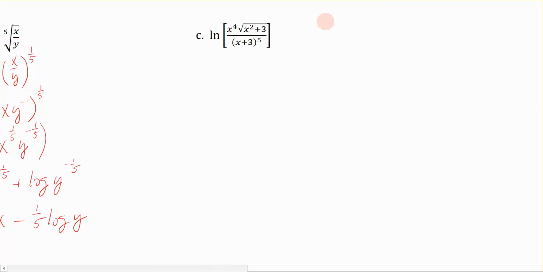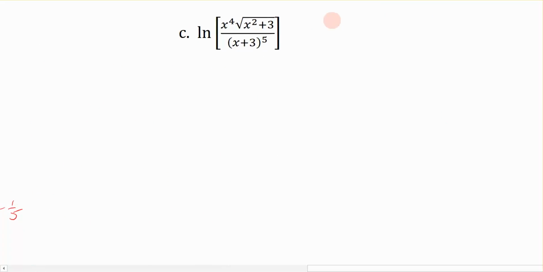Alright, so here's the challenge one down here. This is the last example we're going to look at together in this video, and it's the longest one. So how are we going to approach this? First off, I'm going to take the argument here and rewrite this from radical into rational. So this looks like the ln of x to the fourth. Now here I have x squared plus 3 all under the radical, so I can rewrite it in its rational form as x squared plus 3 raised to the 1/2. Then I have the denominator x plus 3 to the 5th.